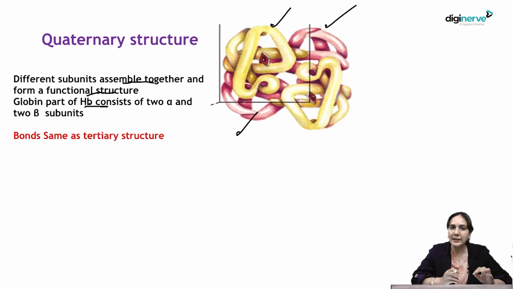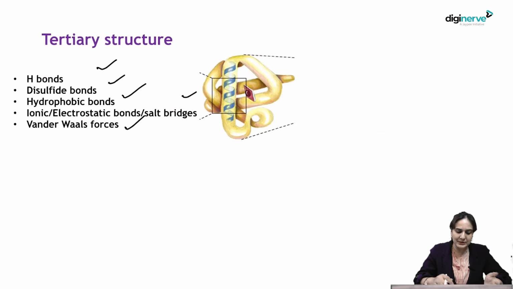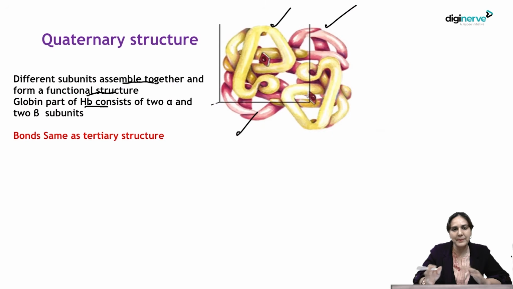Similarly, the lactate dehydrogenase enzyme is formed of 4 subunits. So this protein can be active only if these subunits come together to form a final protein, that is, the active form of the protein, the quaternary structure. And the bonds here are the same as those of tertiary structure, like hydrogen bonds, disulfide bonds, covalent bonds, hydrophobic and ionic bonds, and van der Waals forces.